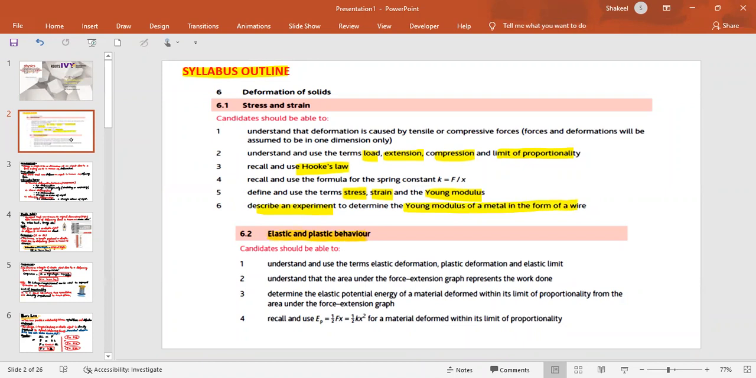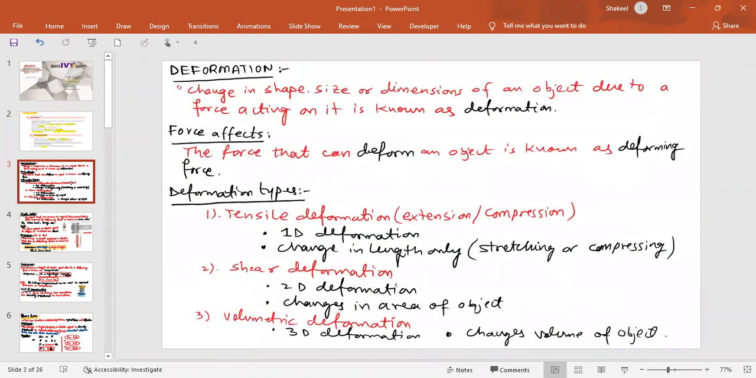Then elastic and plastic behavior of objects. We have to study about that. And then we have to deal with the graphs. Okay, so let's move on to the first thing.